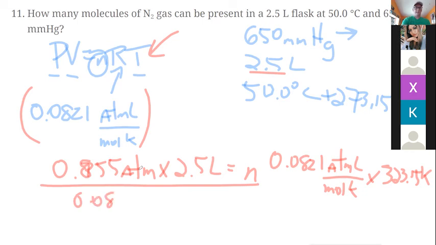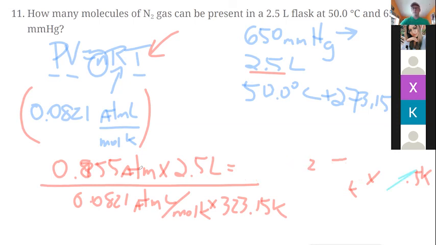With 0.821 atmosphere liter per mole Kelvin times 323.15 K is equal to N. All of this is equal to N. So now I look and see what I can cancel. I've got atmospheres on top and bottom, so that can go. I've got liters on top and bottom, so that can go.